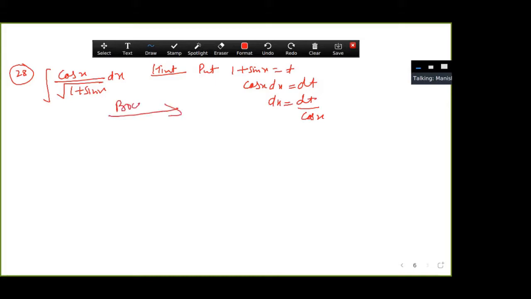Proceed it. You know the way to do the question now. Standard form is there now. 1 upon root t means t to the power minus half.